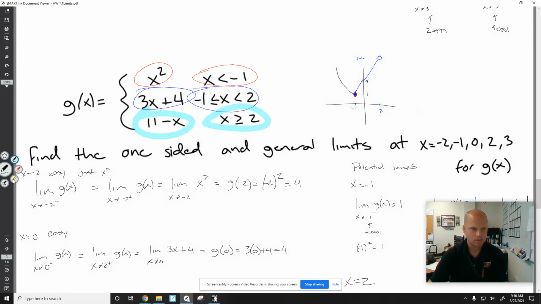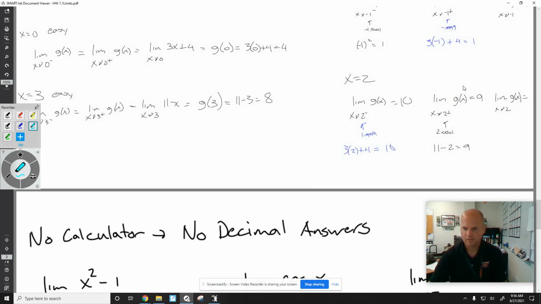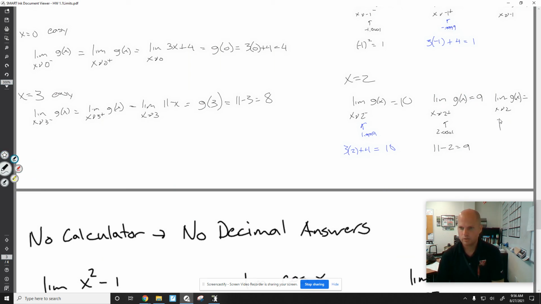So it's very interesting. This last piece, this blue highlighted, starts here with a closed circle. It starts at a y-coordinate of 9. And then we'll have 11 minus x, that graph. So you can see we connect, but then we jump. It's because we jump, we see the left-hand limit and the right-hand limit don't equal each other. The limit in general at 2 does not exist.